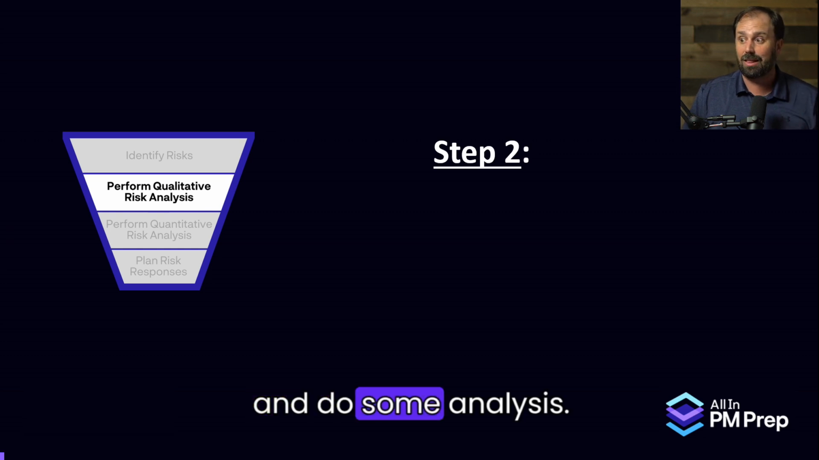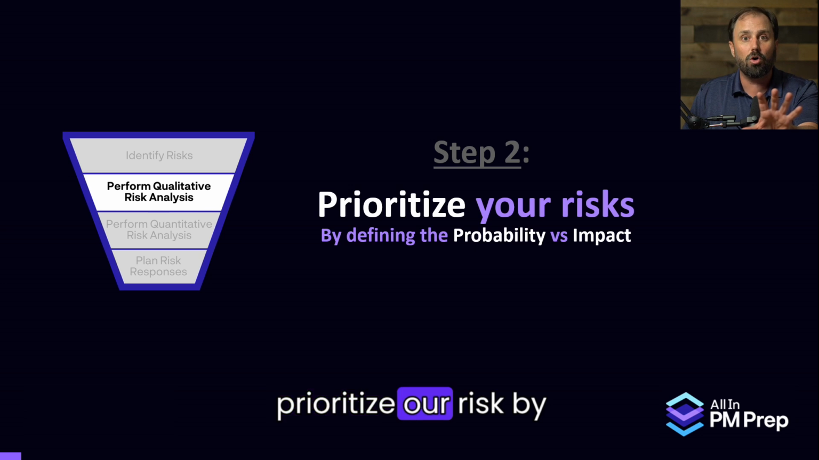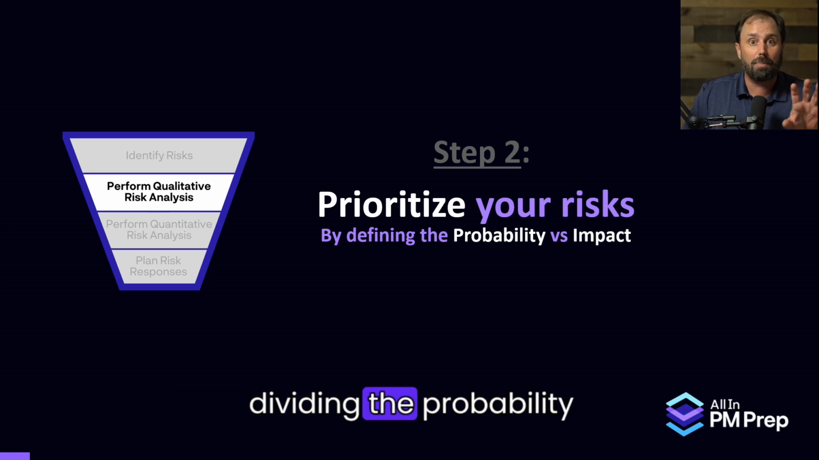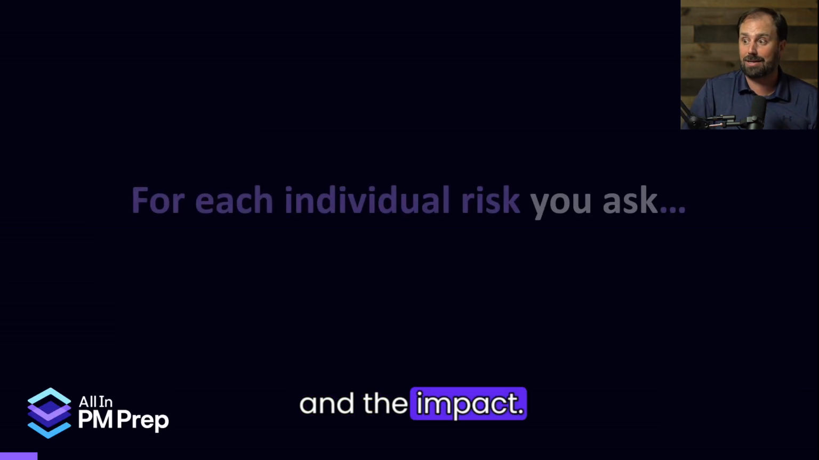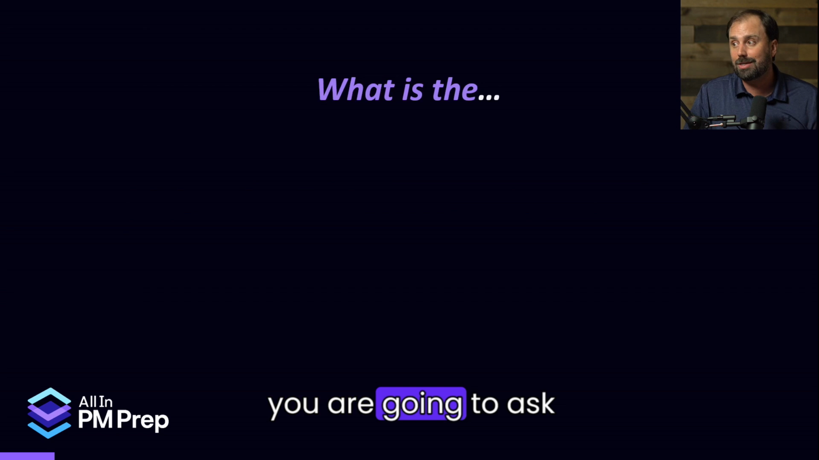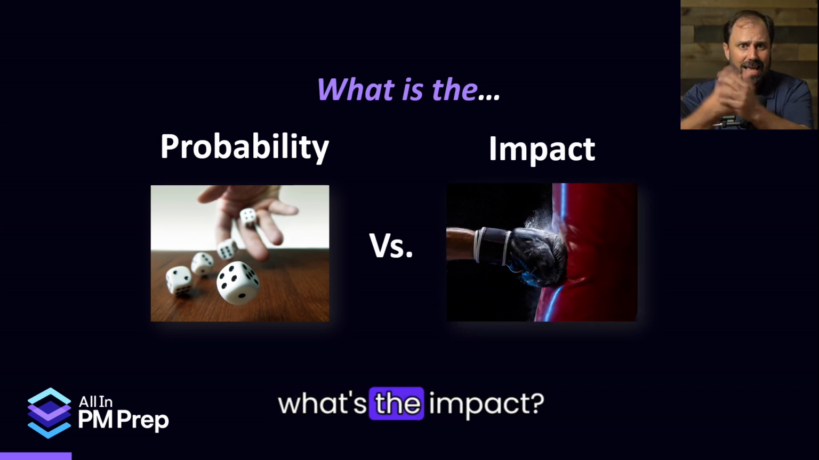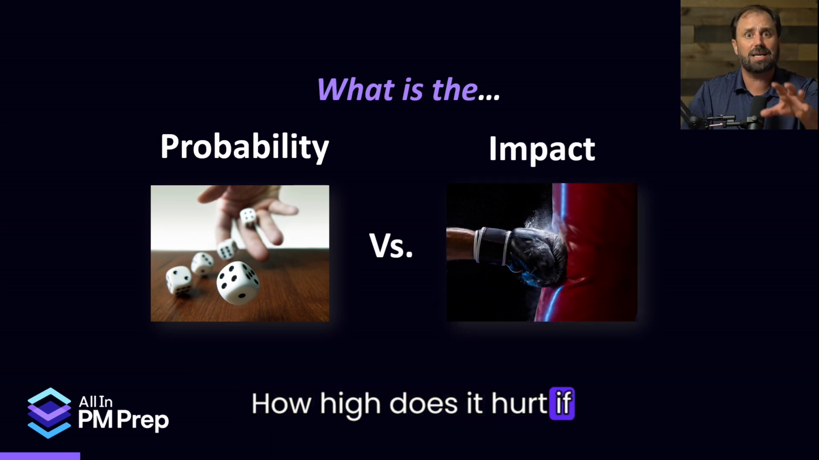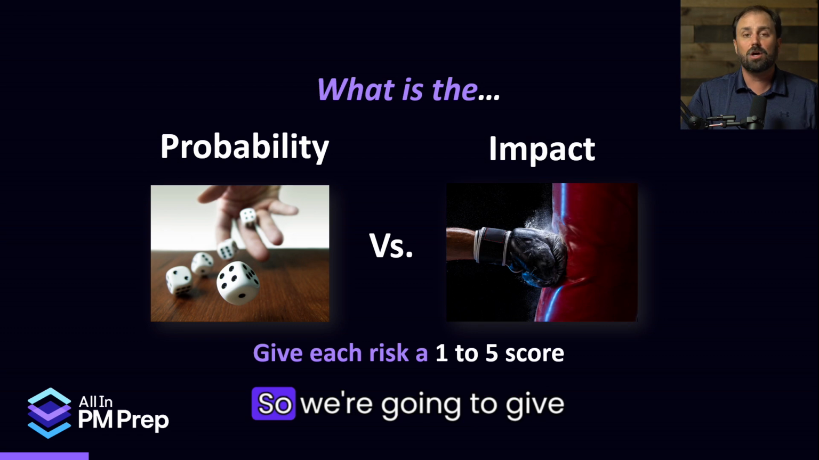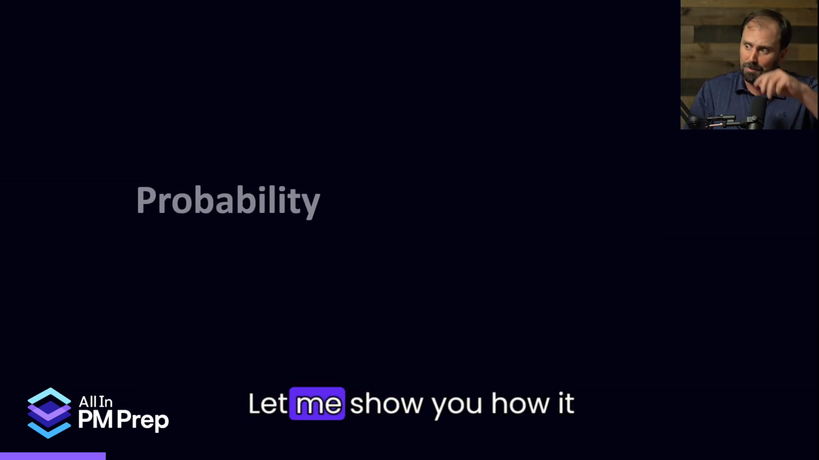to go and do some analysis. Our first type of analysis is to prioritize our risk by dividing the probability and the impact. Here we go. So for each individual risk, you are going to ask, what is the probability that it happens and what's the impact? How high does it hurt if it actually arrives? So we're going to give ourselves, for each risk, a 1 through 5 score. Let me show you how it works.